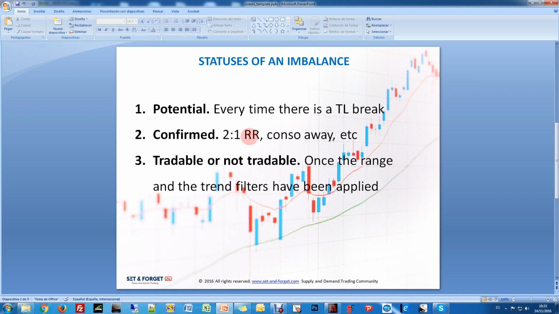The 2-to-1 imbalance risk reward is something arbitrary. Our trading plan should state that; for me it's 2-to-1. For the basic rules, it's 2-to-1, twice the width of the basing of that potential imbalance. You could have on your trading plan a 3-to-1, 1-to-1, or 4-to-1. It's up to you. But consolidation away is compulsory. Once the level is confirmed, we need to know if that level is tradable or not. We need to pass those levels through the filters, through the trend and location and all that. So those are the statuses.